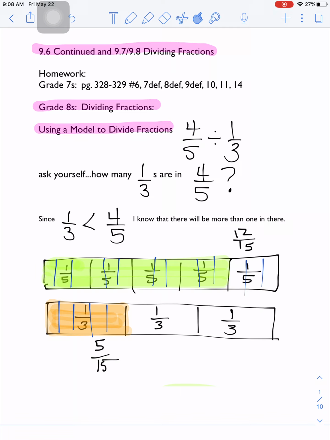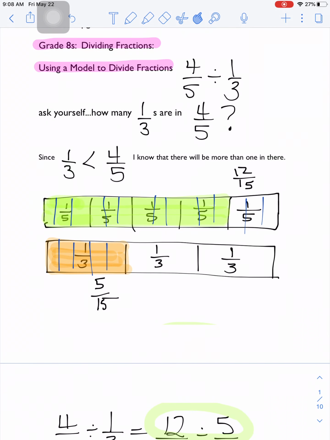So if we draw some fraction strips to show this, here we have 4/5 on the top fraction strip, and then we have 1/3 below that. What we've done here is divided it into sections that line up. You don't need a common denominator to divide fractions, but to model it, it helps. If we divide each one into 15 sections, we know that every 5/15, which is the same as 1/3, is going to be a group of 4/5.